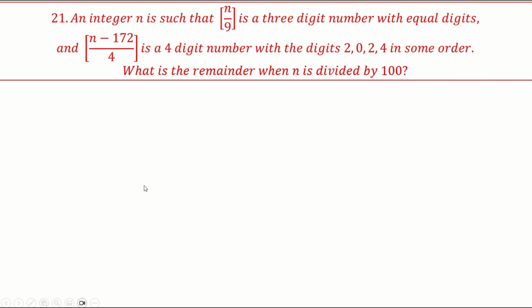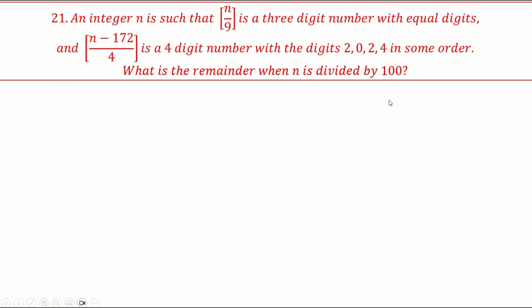21st question. An integer n is such that floor of n by 9 is a 3-digit number with equal digits. And floor of (n minus 172) divided by 4 is a 4-digit number with the digits 2024 in some order. What is the remainder when n is divided by 100?